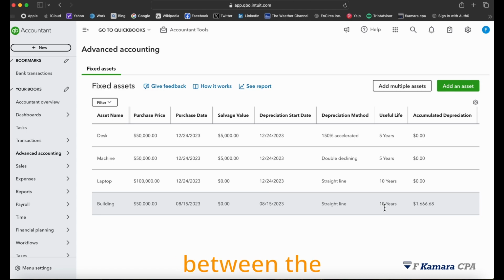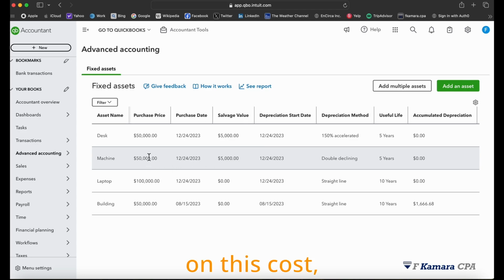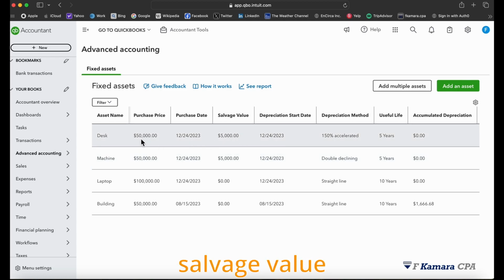The difference between the double declining method and the straight line method is, for the double declining method, the initial depreciation, you apply it on the cost. Let's say this is the cost. The first depreciation expense will be applied on this cost, not on the depreciable amount. Whereas for the straight line method, you have to deduct the salvage value from the 50,000. That is, the 50,000 minus the 5,000 gives you the depreciable amount. Then you divide the depreciable amount by the useful life, and that gives you the depreciation expense.